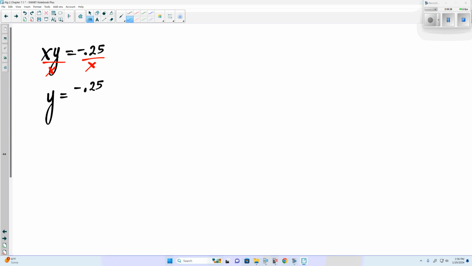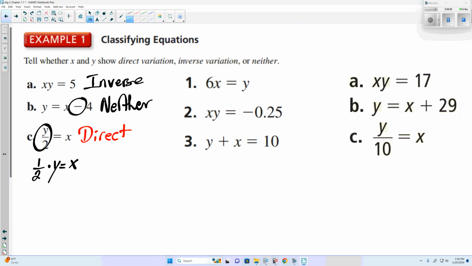Now we don't normally leave a negative, a decimal, and a fraction together, but this is showing us that number 2 is actually what? Inverse. Is number 1 direct? Number 1 would be direct. And it's not so much the negative, but over here we have x times y is equal to a. It matches up with one of our forms of inverse.